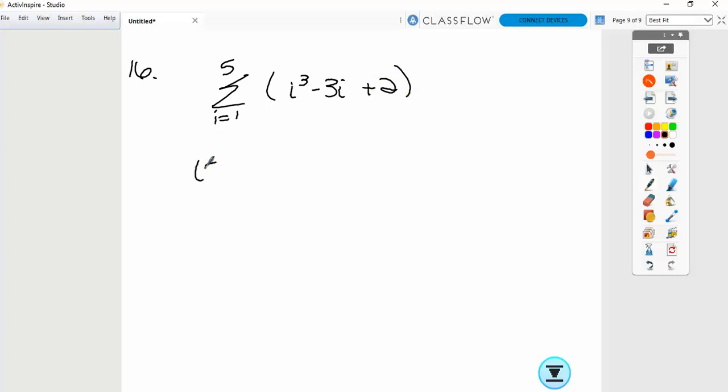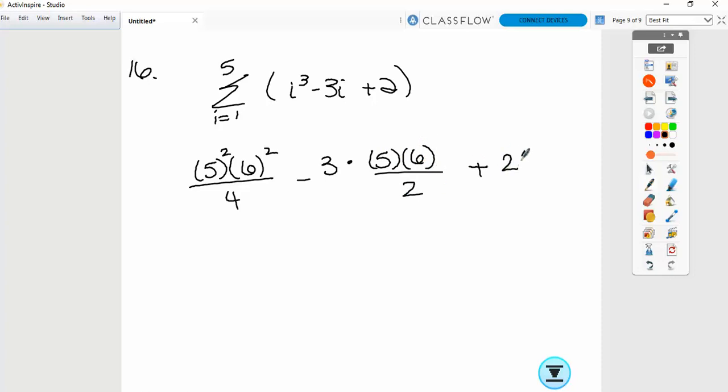So for the next one, my n is 5. The I cubed formula is n squared times n plus 1 squared over 4, minus 3 times the I formula, so n times n plus 1 over 2. 2 is a constant, so you just take it times n, so 2 times 5, and that one gives you 190.